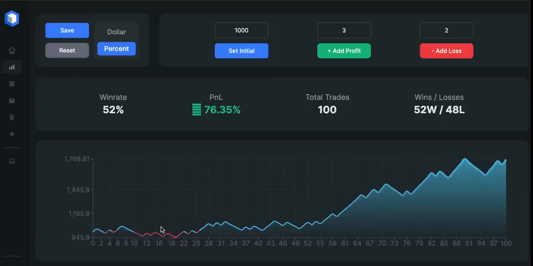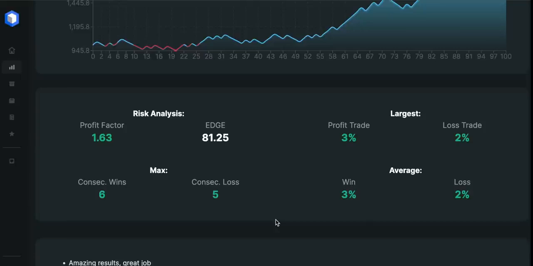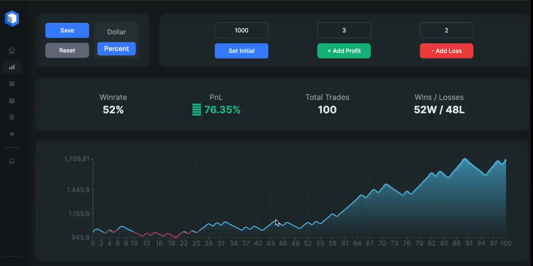drawdowns. Also notice that for the first 50 trades the strategy wasn't making any serious money, and that's due to the fact that the market wasn't really trending at that time. The profit factor is only 1.63 and we had 6 consecutive wins against 5 consecutive losses. So based on these numbers I would probably give the strategy a score of 5 or 6 out of 10. Okay, now let's actually try to make some improvements with a goal to increase that win rate.